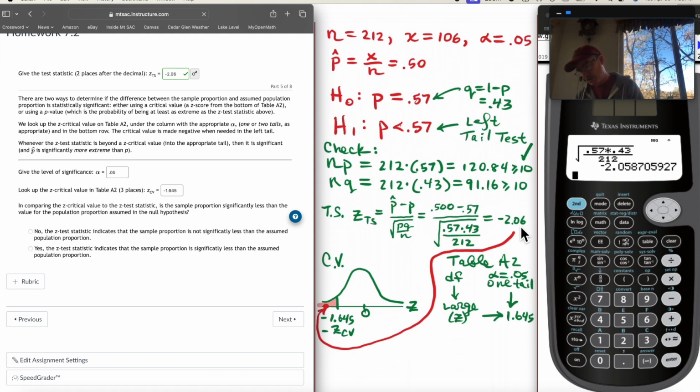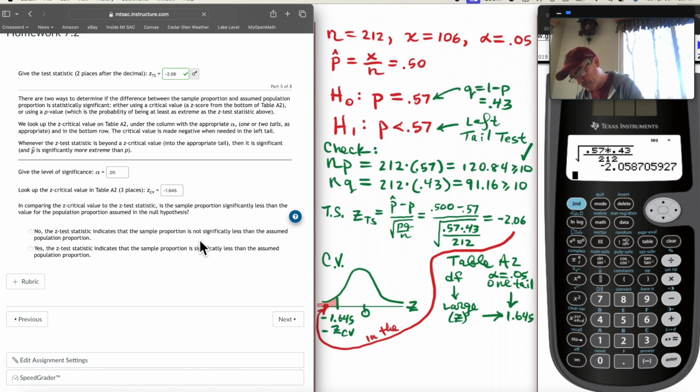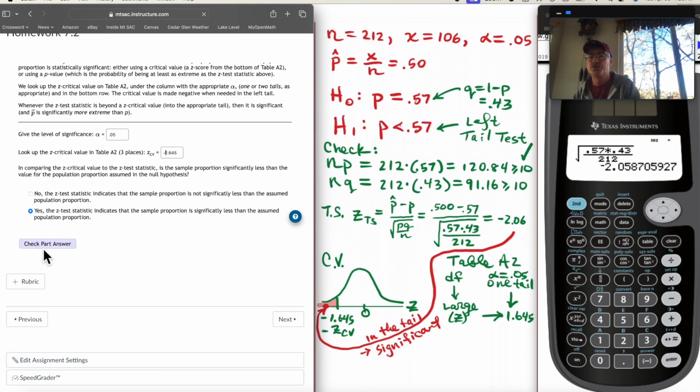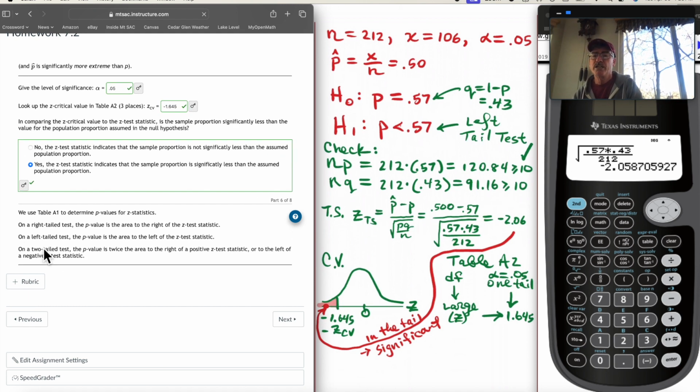Like that. And that does look statistically significant, because if it's in the tail, we can conclude that it is significant. Statistically significant, to be a little more precise. So I'll go ahead and put that in. Yes, the statistic indicates the sample proportion is significantly less than the assumed population proportion. Okay, so we're all good here.